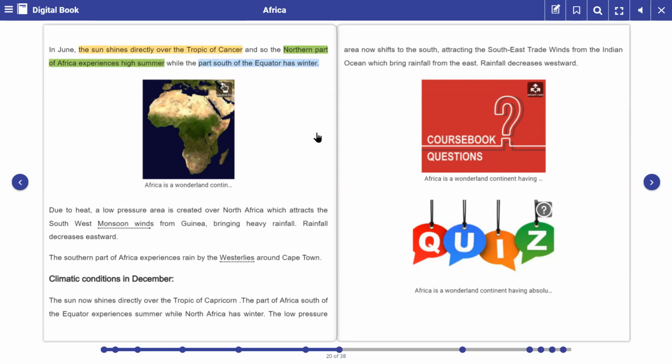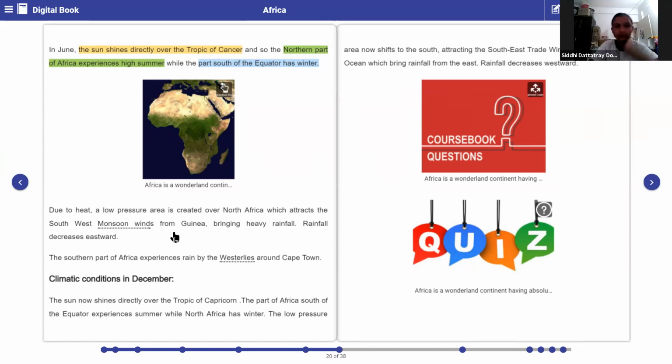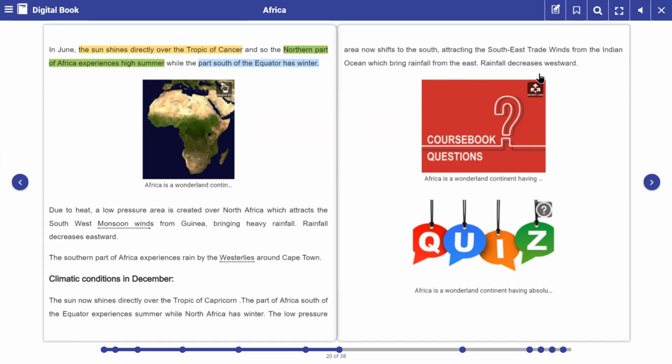Due to heat, a low pressure area is created over North Africa, which attracts the southwest monsoon winds from Guinea, bringing heavy rainfall. Rainfall decreases eastward. So as we all know, in the northern part there is a lot of sunshine. Now, because there's heat over there, what will happen? It is bringing monsoon winds. And because of monsoon winds, what is happening? Heavy rainfall. Very good.